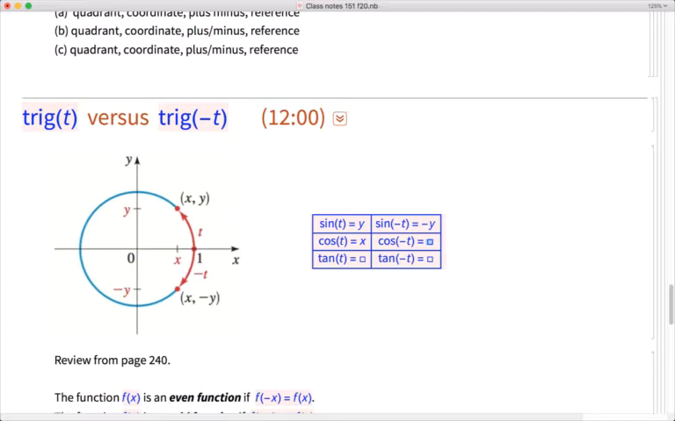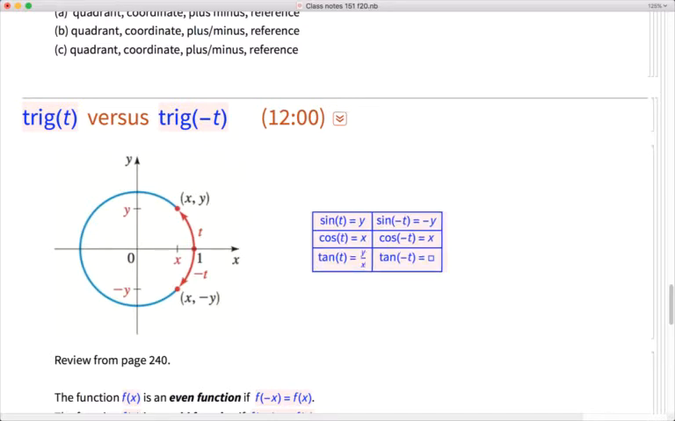However, if we look at cosine, if we travel the positive distance t, we wind up at a terminal point with coordinate x, and we'll get the exact same x coordinate on our terminal point if we go minus t.